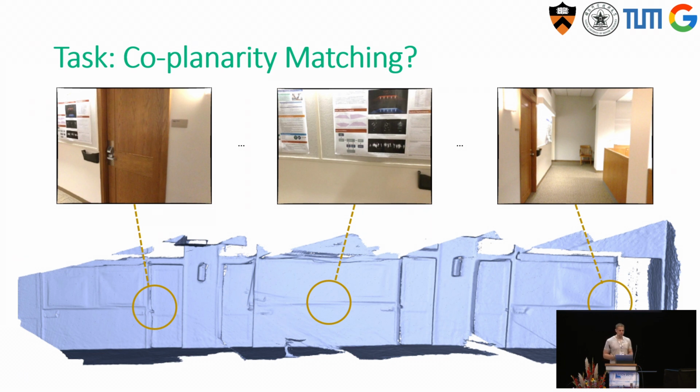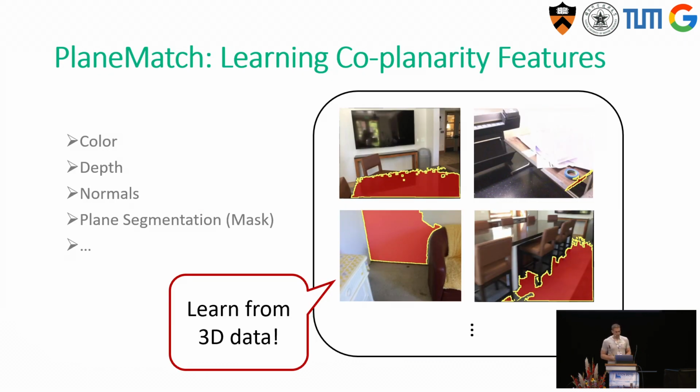So the task we're introducing in this work is coplanarity matching, and it can be very well defined. Essentially, we have a bunch of views. They possibly see a shared plane, such as this wall here. Even though there's no overlap, we could possibly detect that these are on the same plane. Assuming we had this, we can then integrate it into a SLAM system. Now, with PlaneMatch, we are thinking about how we can learn these features, how we can learn these coplanarity descriptors. And of course, in an RGB-D setting, you have a bunch of data channels as input.